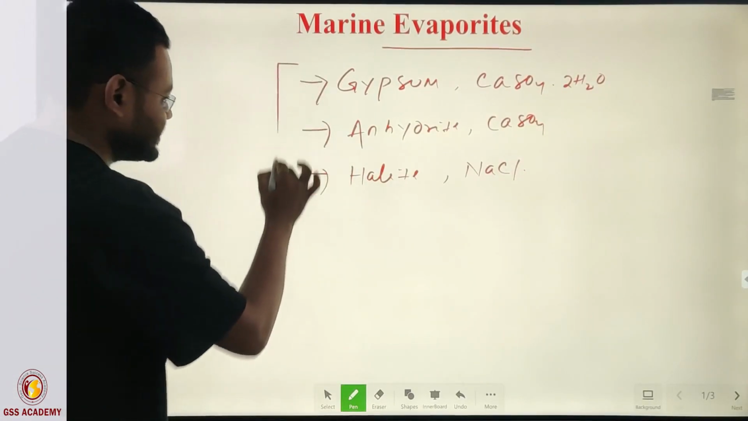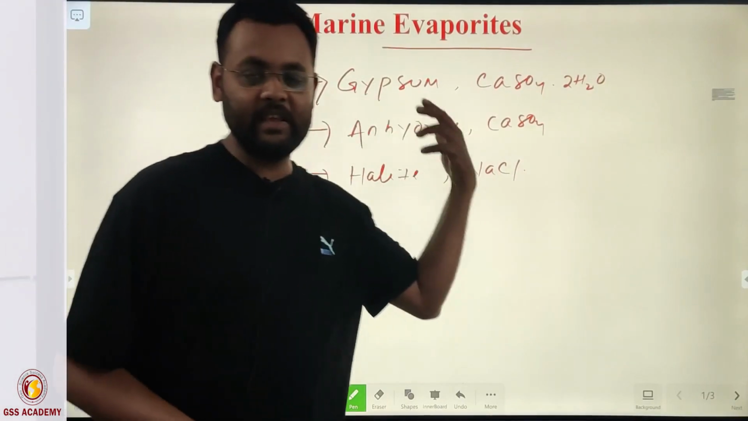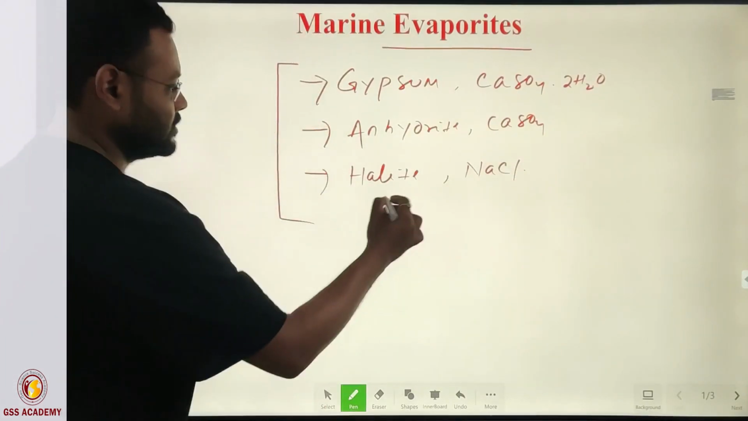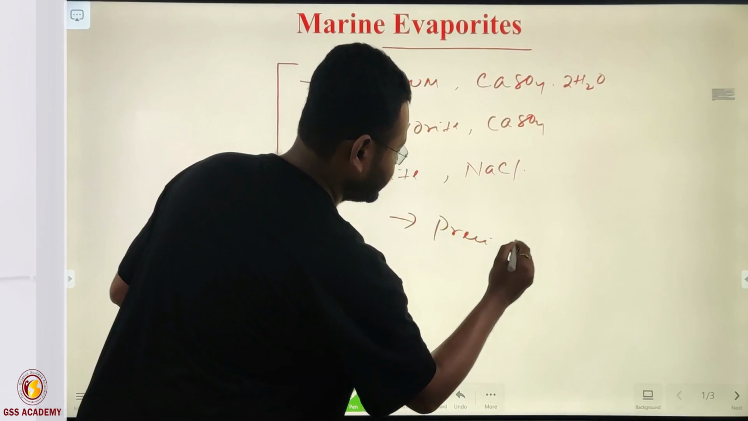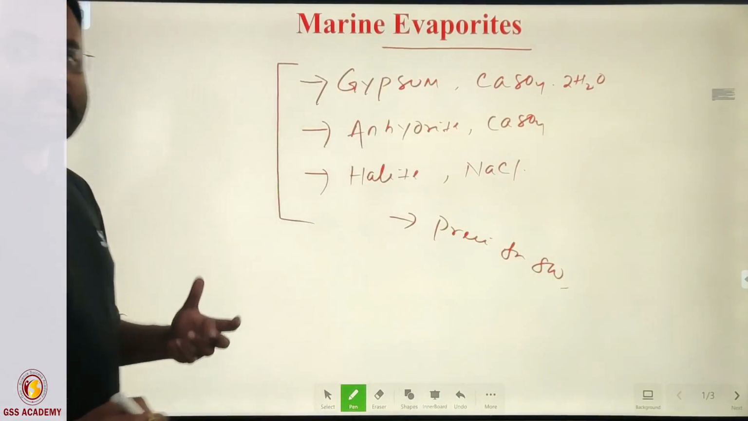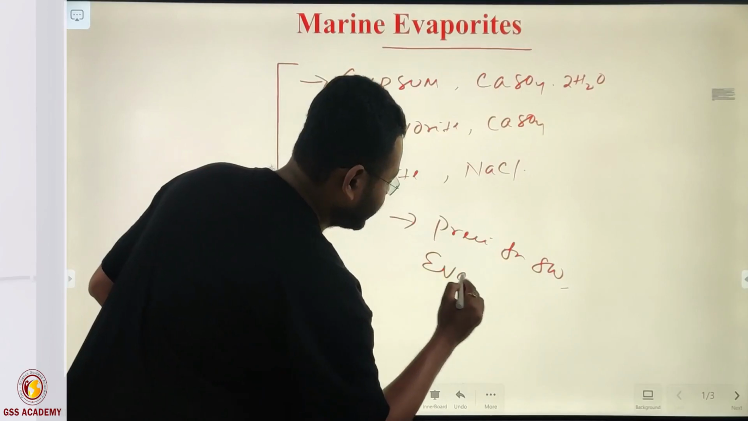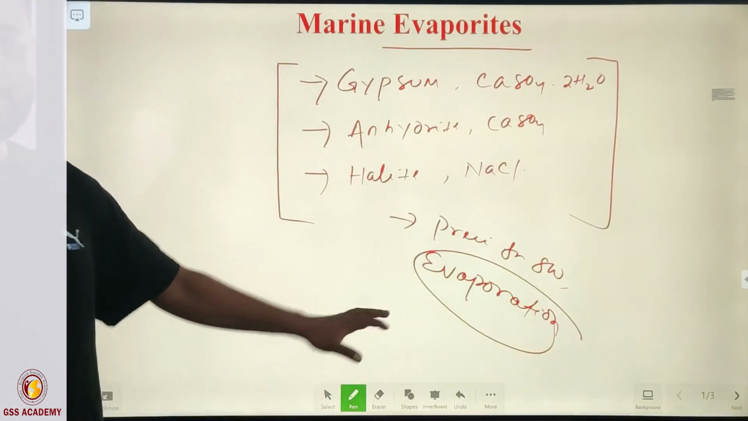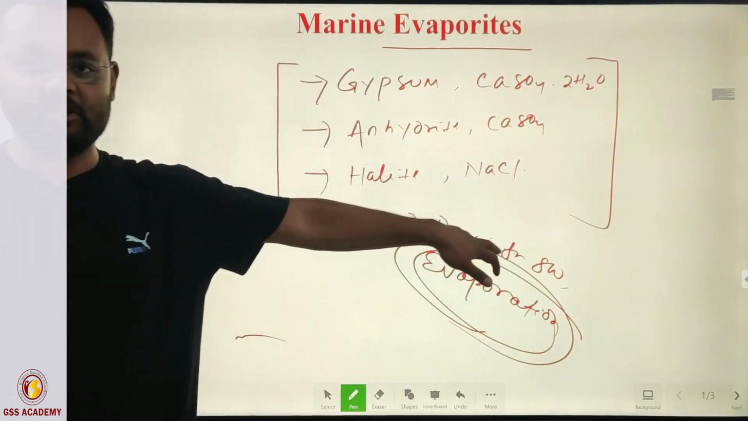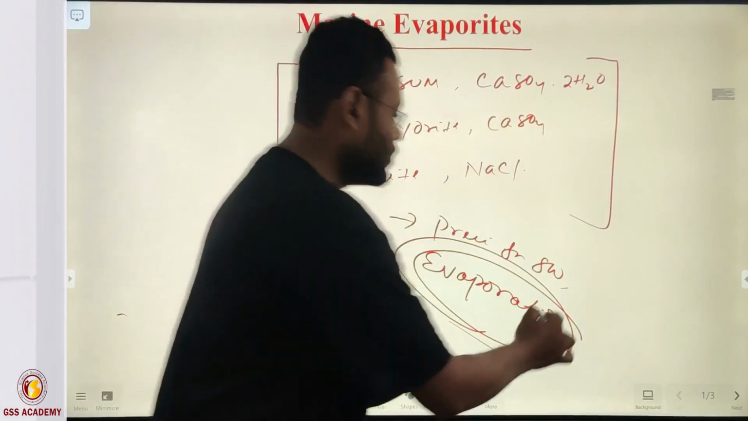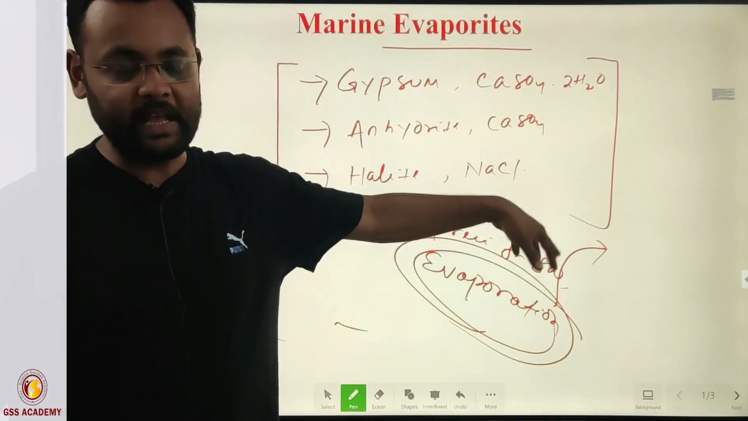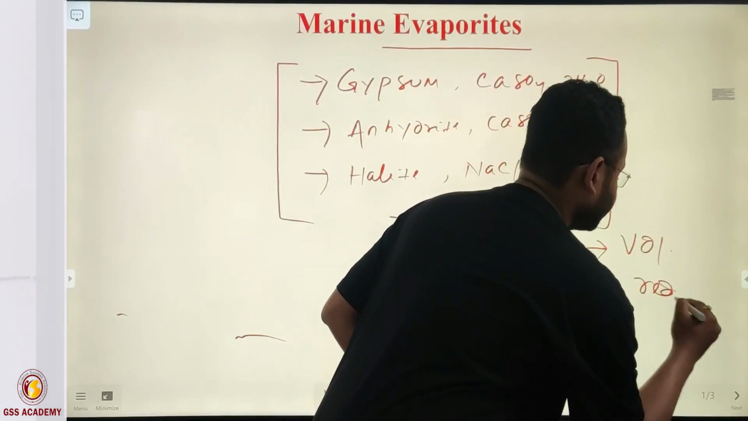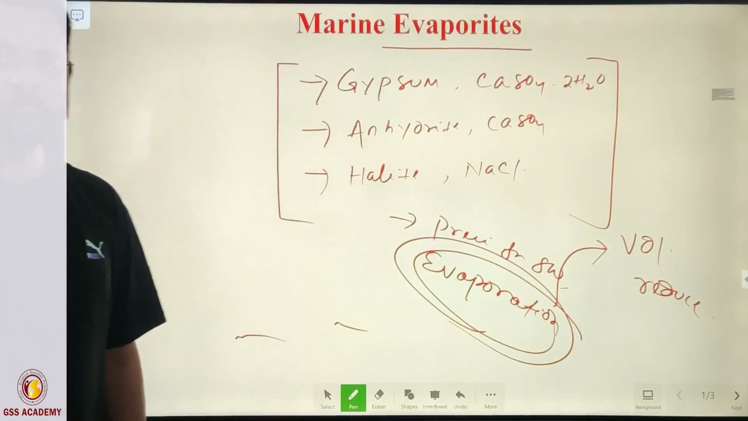Now, as we all know, these three evaporites normally deposit or precipitate from ocean water. They precipitate from seawater when the same seawater undergoes evaporation. That means these three evaporites are formed by the evaporation of seawater, and whenever evaporation takes place, the volume of the seawater reduces.